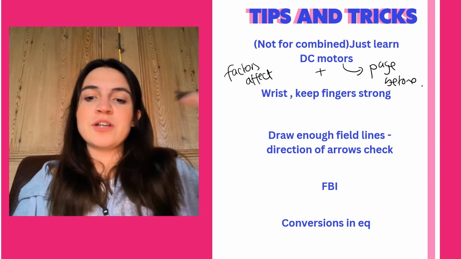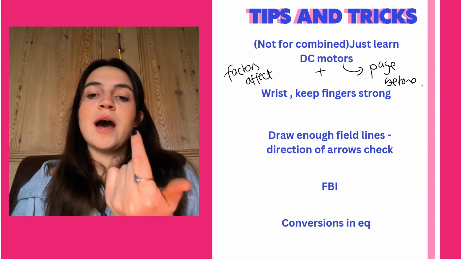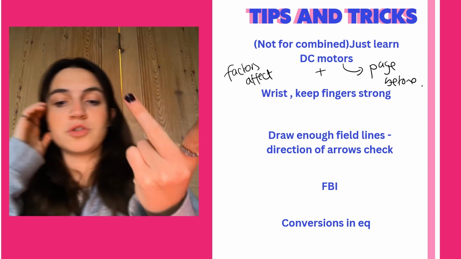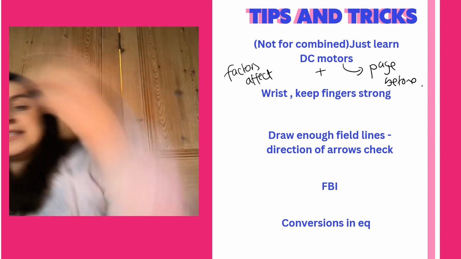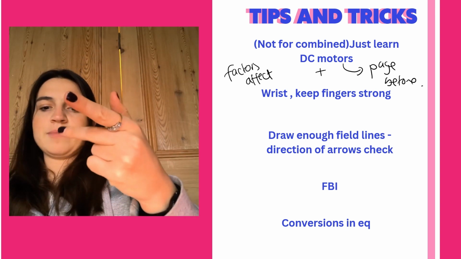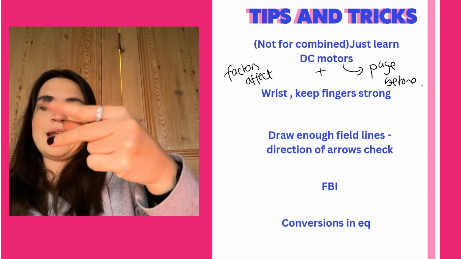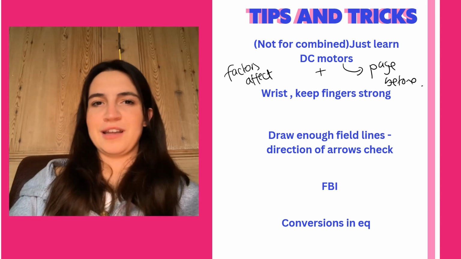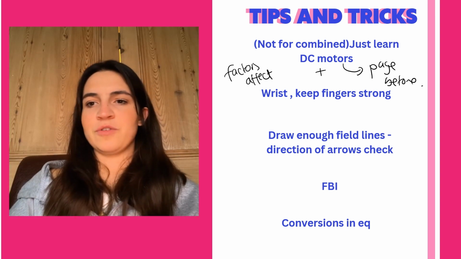Okay, yes, when you're doing Fleming's left-hand rule, you need to keep your fingers strong. It should all be about your wrist and your arm moving around. Don't be tempted to, if I can actually show you this on camera, don't be tempted to kind of do anything like that to make your fingers point in the correct direction. Okay, because that's what I often see pupils doing.